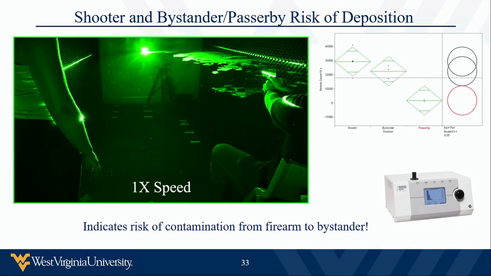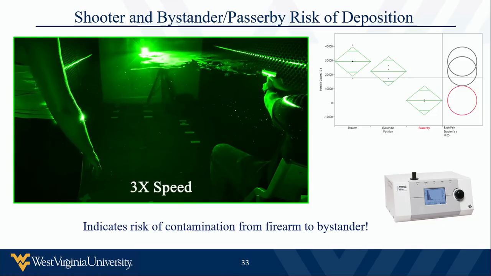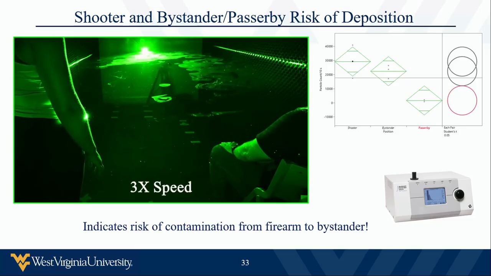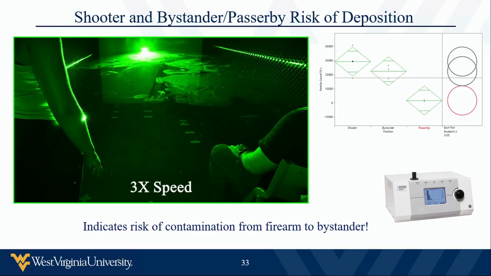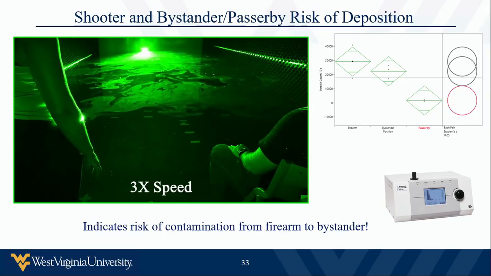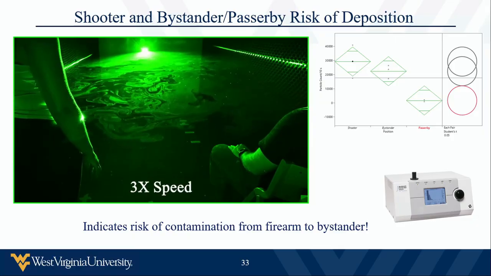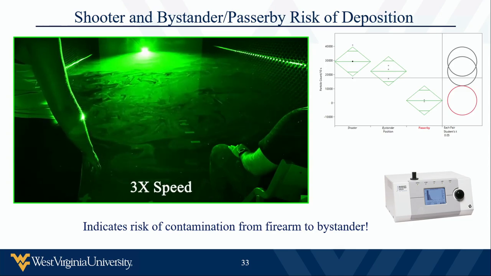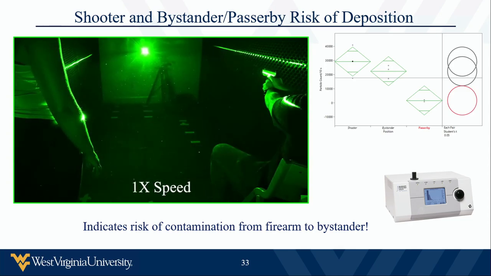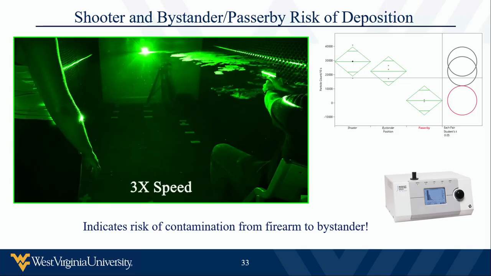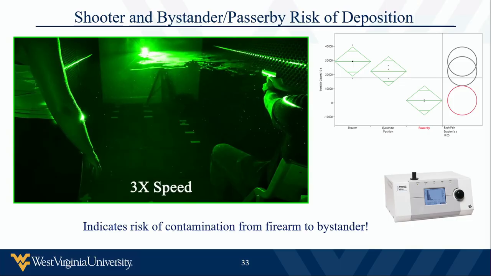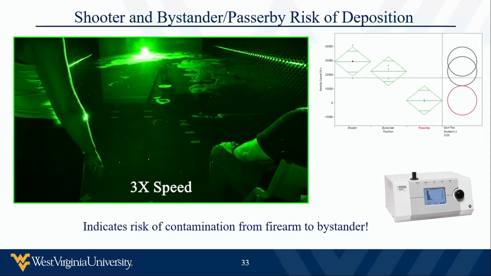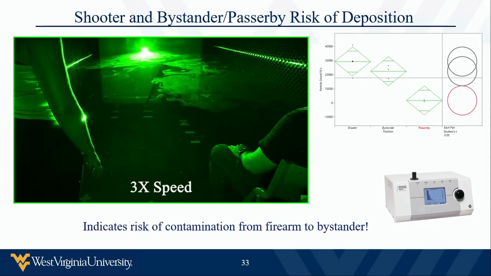And another area of interest for us was to understand risks of deposition. And this time, what we did is to flip the laser sheet. Instead of being vertically positioned, now it's horizontally positioned. And as you can see in this video, right now we can observe the bystander person that is next to the shooter, and you can see the reach of the particles. Using this analyzer, we can count and found similar numbers of particles in between the shooter and the bystander. So there are risks from contamination from the firearm in these two scenarios.